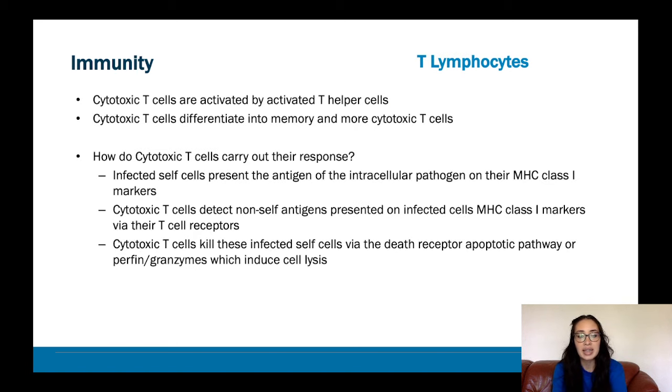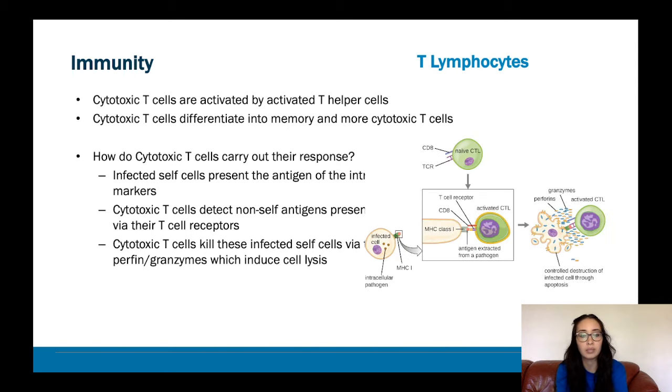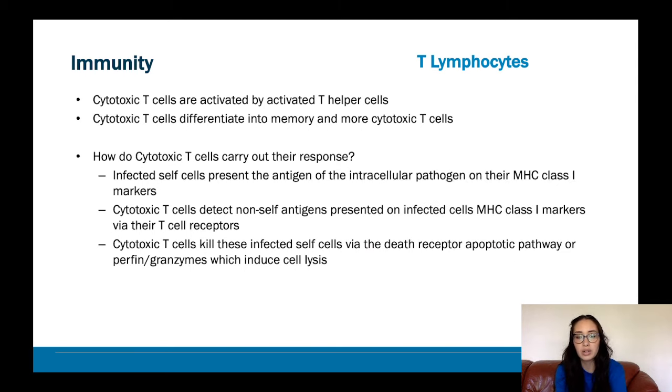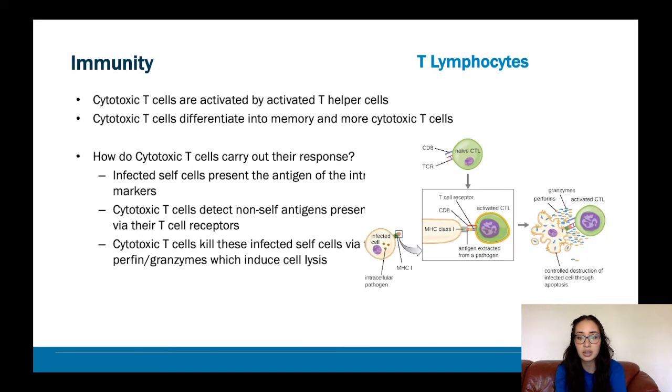T cytotoxic killer cells recognize cells which have been infected, usually. So this cell's been compromised. Let's kill it. That's what a T cytotoxic killer cell does. It releases granules via a death receptor apoptotic pathway, which induces cell lysis. Sorry, the picture's covering that.